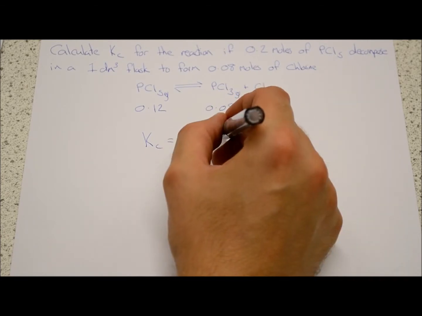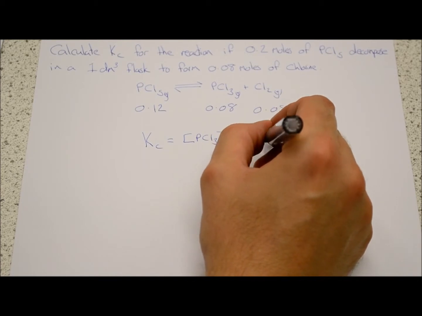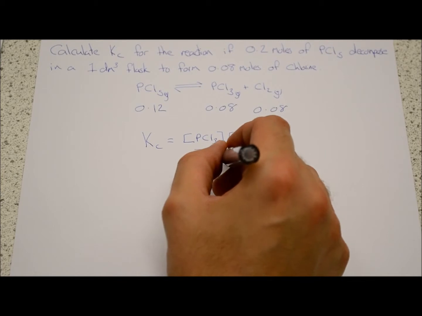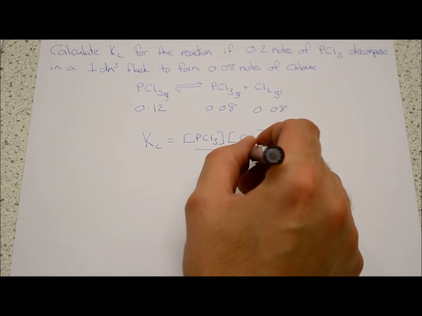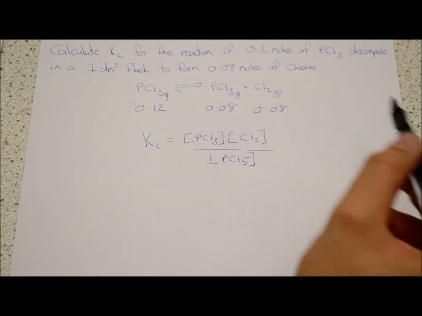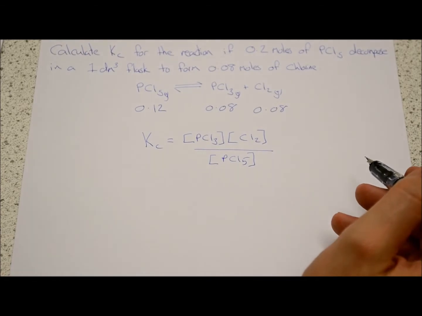PCl3 multiplied by Cl2 divided by PCl5. Now, because there's no numbers in front of these, there's no need to put any powers on the brackets, but in later questions we'll meet some of those.